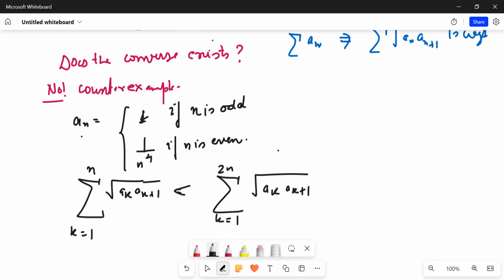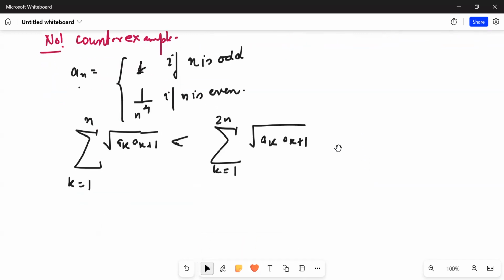So clearly, it would be less than the summation k equals 1 to 2n. I should write it once so that you'll be able to get it, and then we'll see. So consider this particular sequence: an is equal to 1 if n is odd, and it is equal to 1 upon n to the power 4 if n is even. Okay.